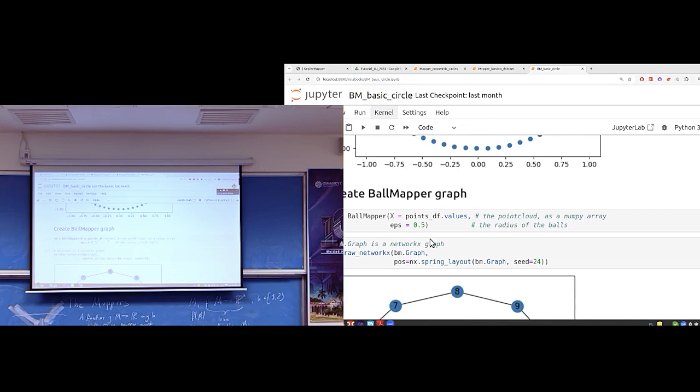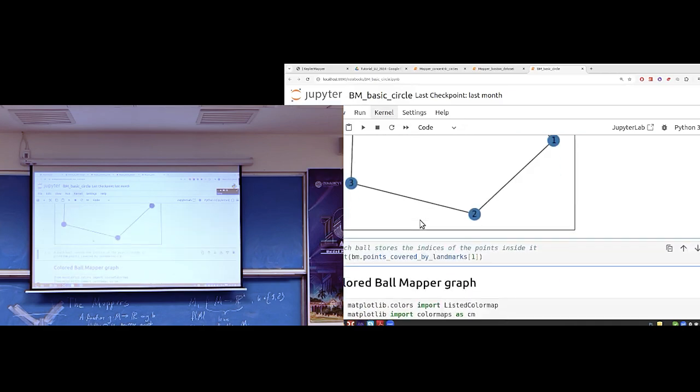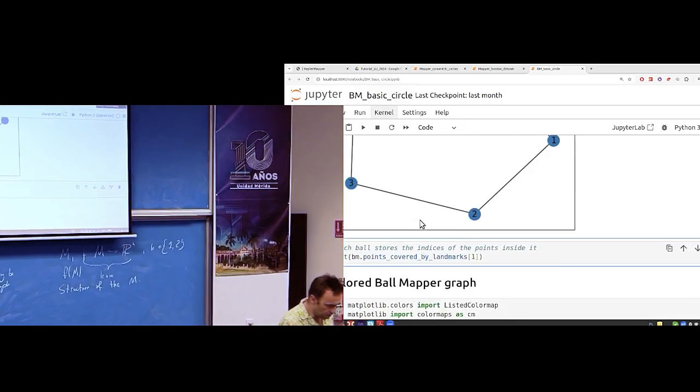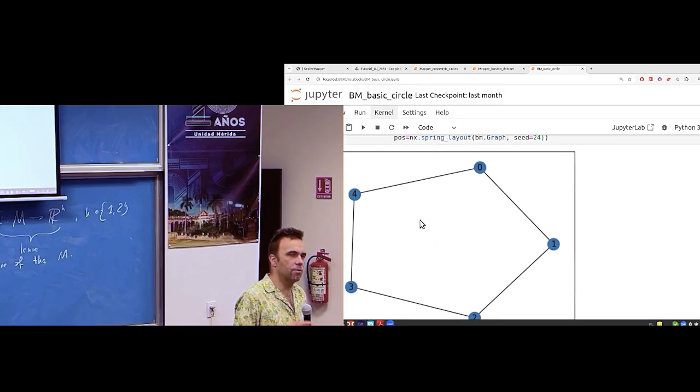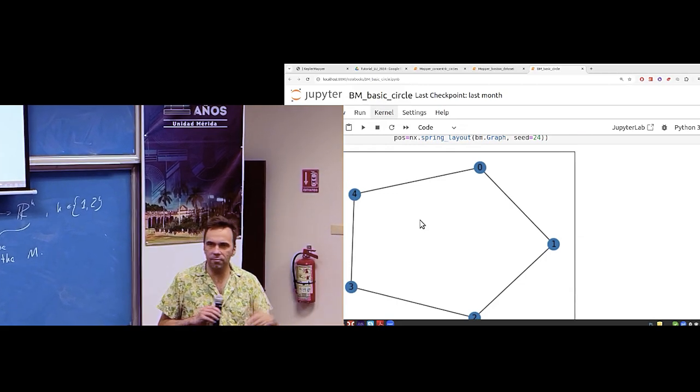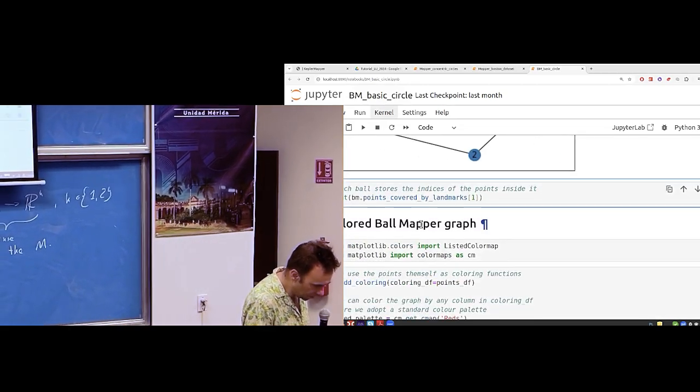So this is for 1/2. If we set epsilon to 1, now we can still recover something. But that's it. You can also play with the metric, and we'll be playing with the metric in one of the examples that is coming.